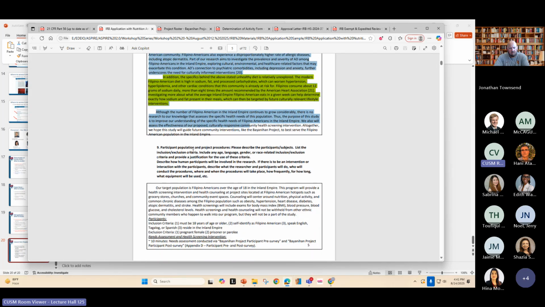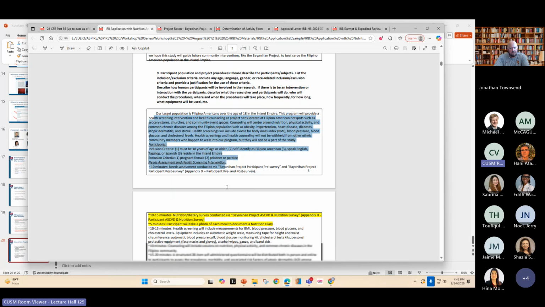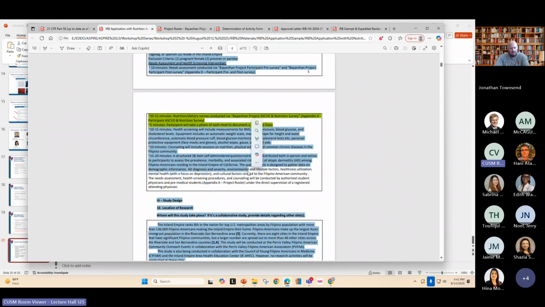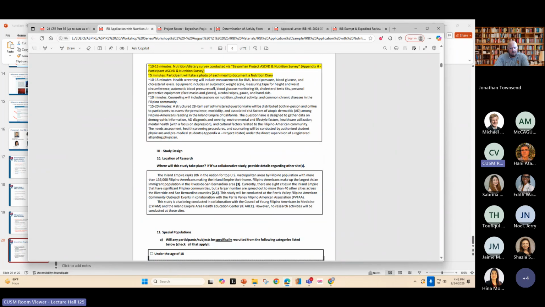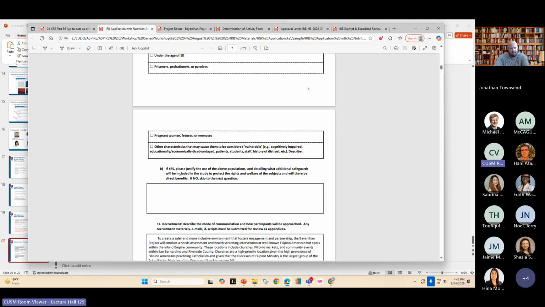Number 9, participant population and project procedures. Once you are done writing that up in your proposal, cut and paste it here. Section 3, study design, etc. Do you see the pattern? Some fields, they don't apply. You don't have to fill those out.